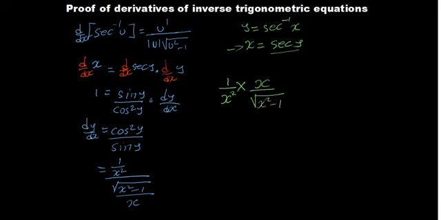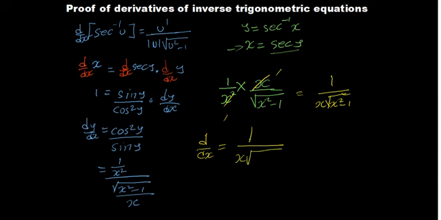So we have an x. This x can go here, and this one can go. So meaning we are going to remain with 1 over x, then the square root of x squared minus 1. So what we have at the end of the day is that the derivative, or dy/dx, is equal to 1 divided by x multiplied by the square root of x squared minus 1. When you look at this here, this is the same as that.